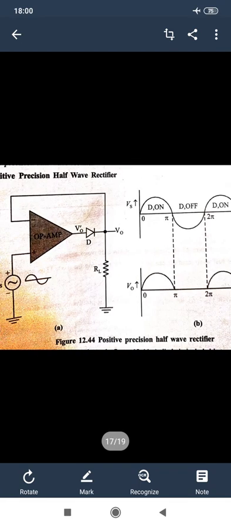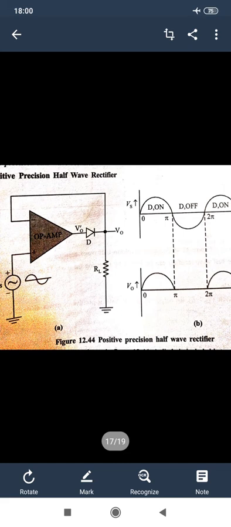But when we apply the negative cycle in the voltage source, meaning Vs is less than 0, the output is negative, which reverse biases the diode. So the diode is an open circuit, we don't take any output, and V0 is equal to 0. The output vanishes due to the diode being off between pi and 2 pi. So in this case we have used the positive precision rectifier.